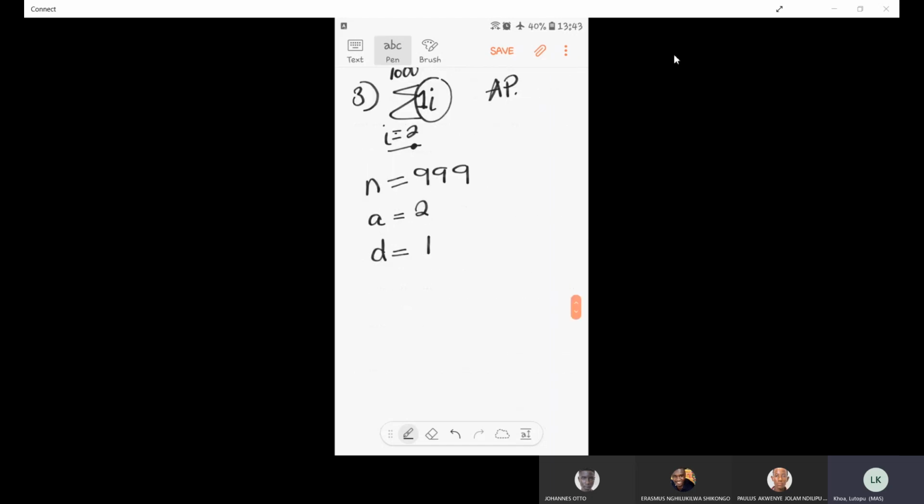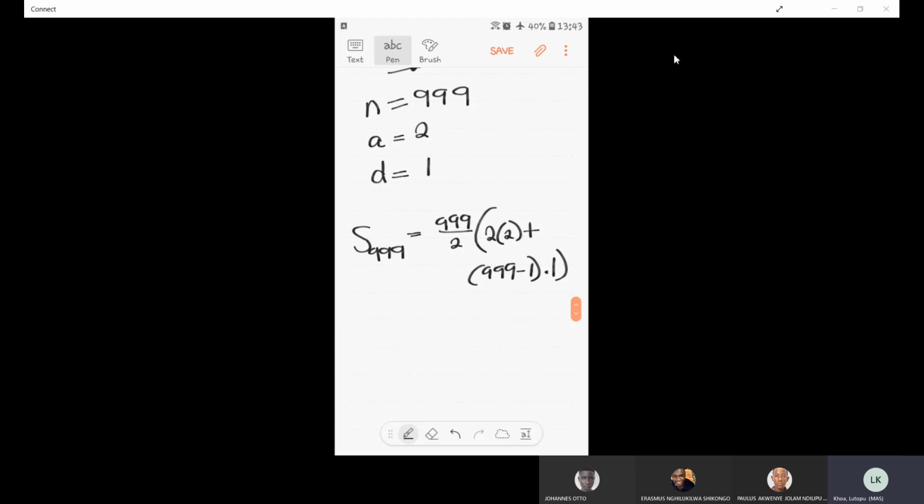Then I write down my formula. The sum of the first 999 terms is given by 999 divided by 2, times 2 times the first term plus n minus 1, so it's 999 minus 1, and then you multiply this by the common difference. So this again, you just work it out on your calculator. This is 500,499. Okay, is that fine?